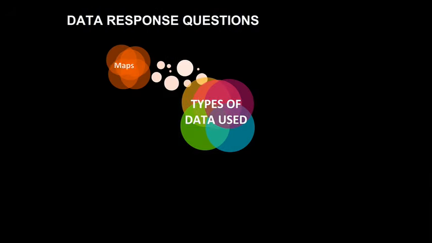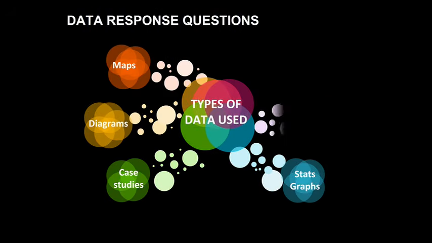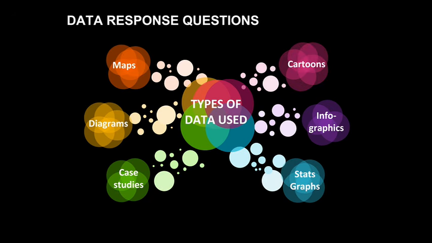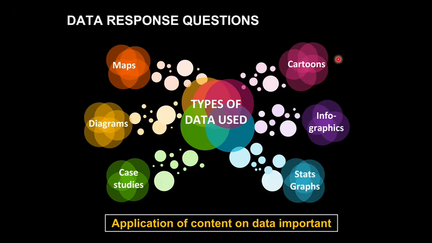So let us have a look at the types of data that are used in the question papers. The first one is maps. That's the main tool of a geographer, isn't it? And then diagrams, case studies, statistics and graphs, infographics, and cartoons. Now, it's very important that you must be able to apply all your content on these different types of data.